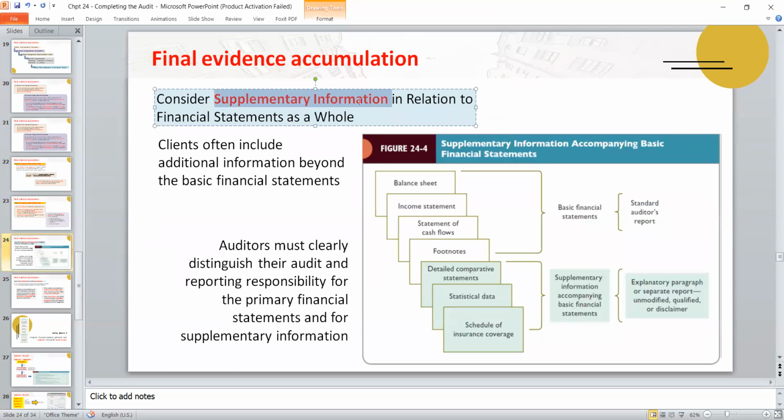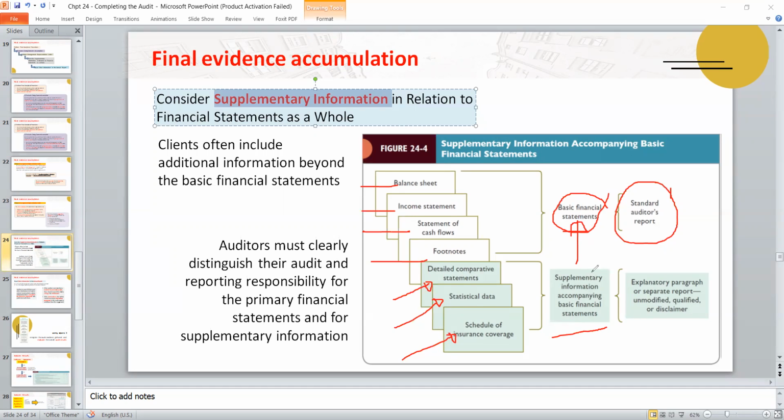Next, about the supplementary information. As you see in here, the balance sheet, income statement, cash flow, footnotes and notes are all the basic financial statement. And of course, it's your job to audit this basic financial statement. But there is also supplementary information like the detailed comparative statement, statistical data, and schedule of insurance coverage. This supplementary information accompanies the basic financial statement.